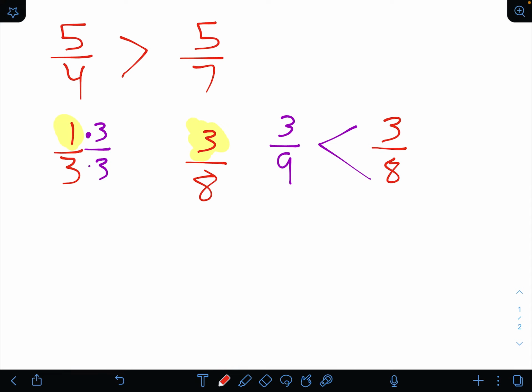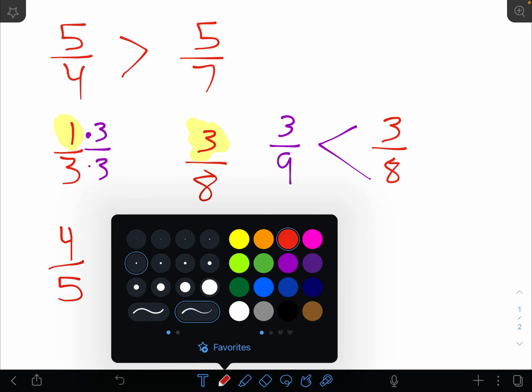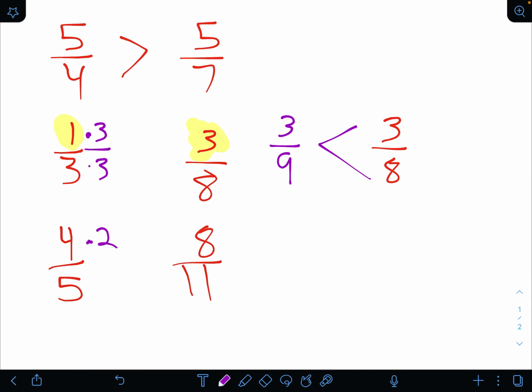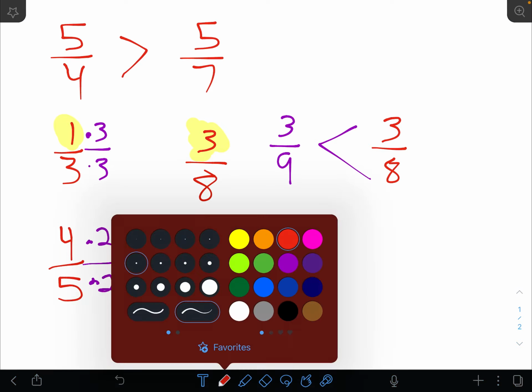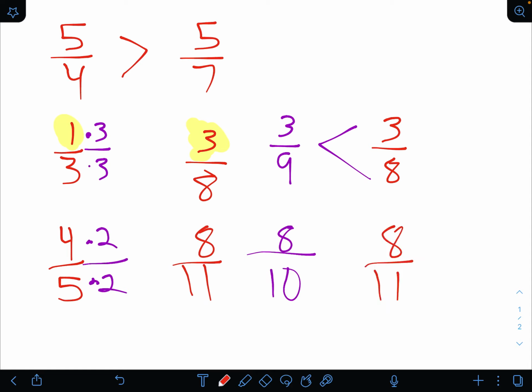Okay, let's do one more. How about 4/5 versus 8/11. Okay, well, the bottoms can't really turn into each other easily. Oh, but the tops can. If I double 4, I can get 8. So I double, and I have to double the bottom. So now 4 times 2 is 8, 5 times 2 is 10, 8/10. So now I have 8/10 versus 8/11. Oh, the 8/10 is bigger. Well, there we go.